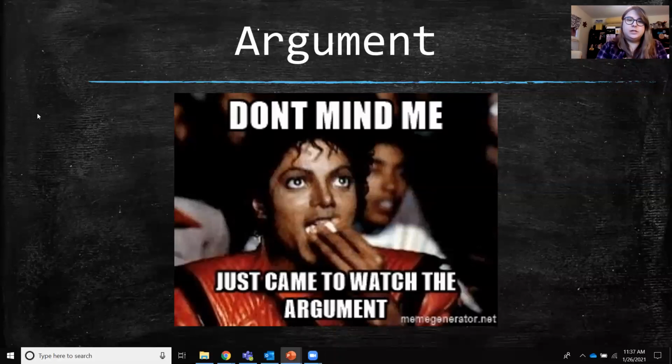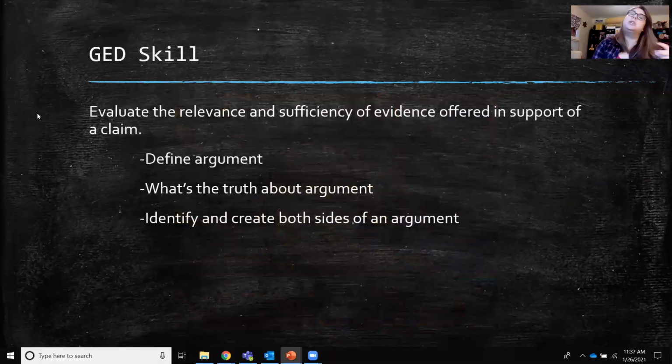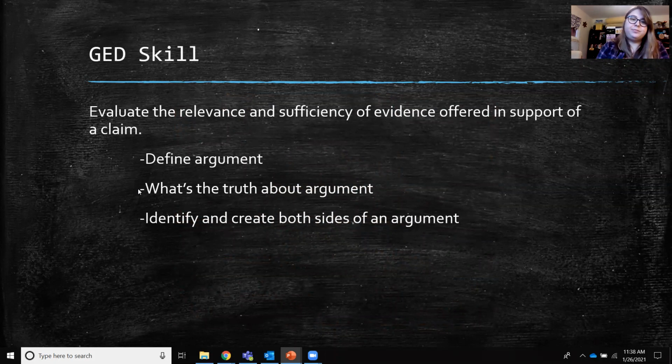The reason we are starting here with argument is because it's really helpful for one of the major GED skills we need. That skill is the same as it was last week, the ability to evaluate the relevance and sufficiency of evidence offered in support of a claim. This is a stepping stone. So this week, we're going to work on defining argument, coming up with a clear definition for what an argument is, so that we can all talk about it together the same way.